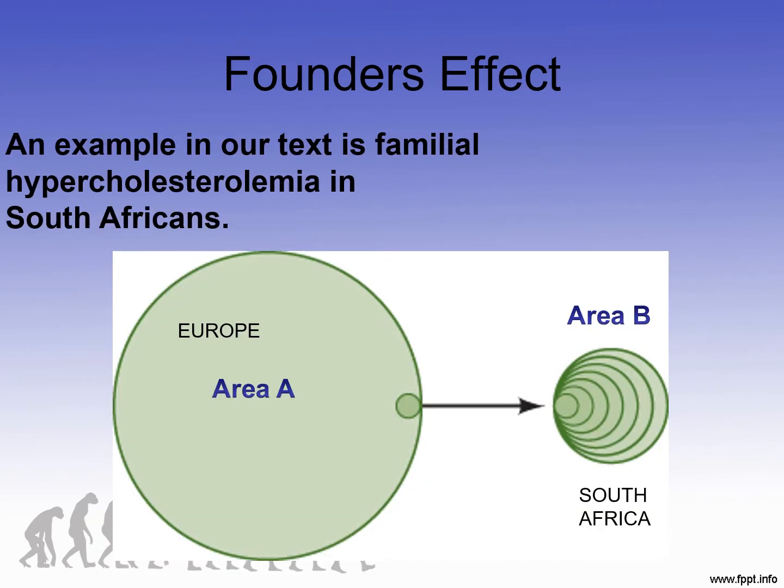And this could lead to something called founder effect. An example in our text is hypercholesterolemia that exists in South Africa. So in essence, in area A representing Europe, a small group of Europeans that had the alleles that led to increases in hypercholesterolemia left Europe, went to South Africa, and began spreading those alleles through the South African population in successive generations.